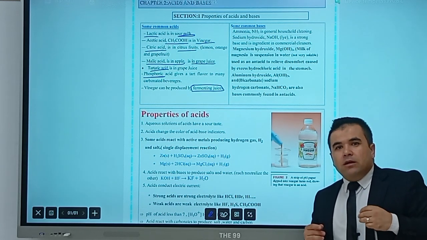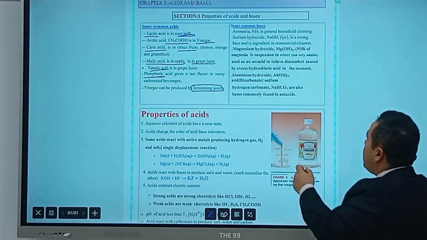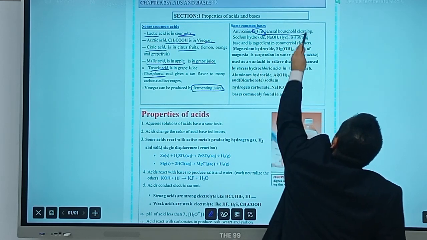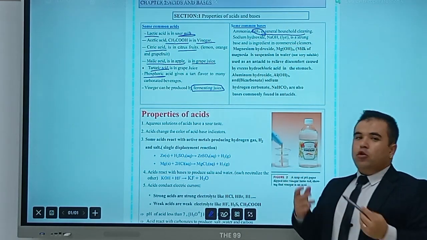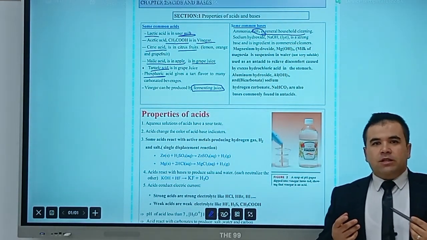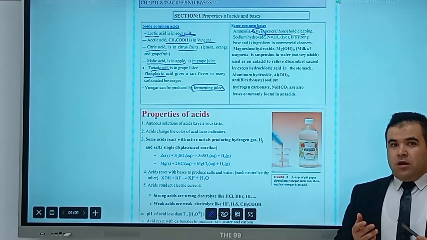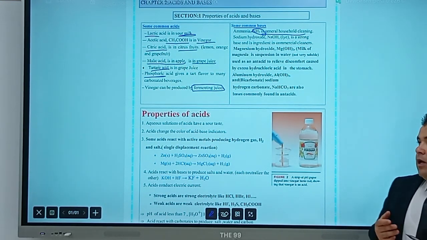How about the bases? For the bases, we have ammonia, guys. Ammonia is a general household cleaner. Ammonia is used as a cleaning agent in the cleaning stuff in our daily life.